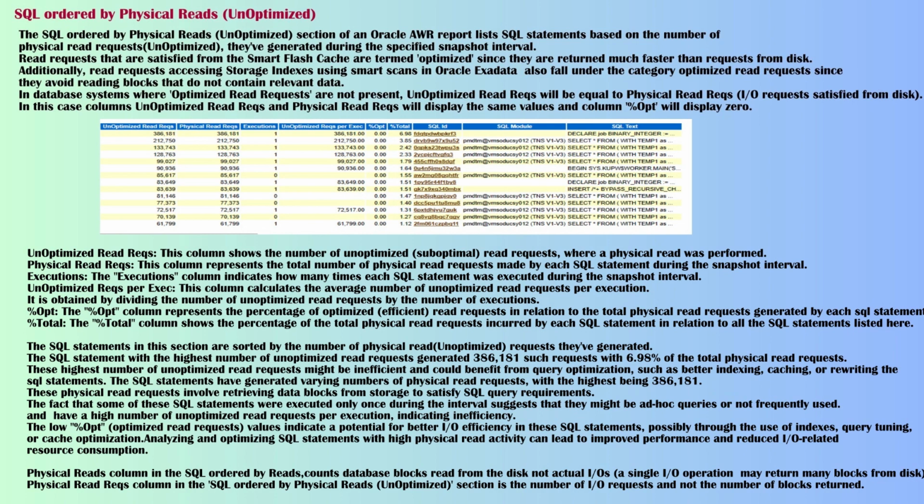Analyzing and optimizing SQL statements with high physical read activity can lead to improved performance and reduced I/O related resource consumption. Physical reads column in the SQL ordered by reads counts database blocks read from the disk, not actual I/Os. A single I/O operation may return many blocks from disk. Physical read recs column in the SQL ordered by physical reads, unoptimized, section is the number of I/O requests and not the number of blocks returned.